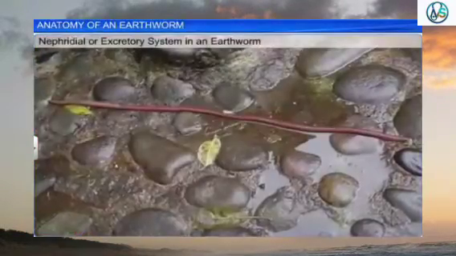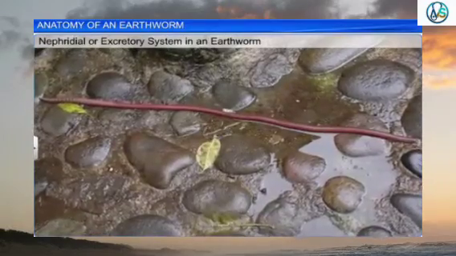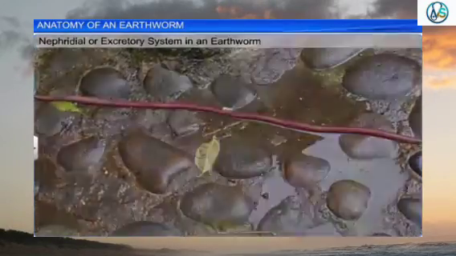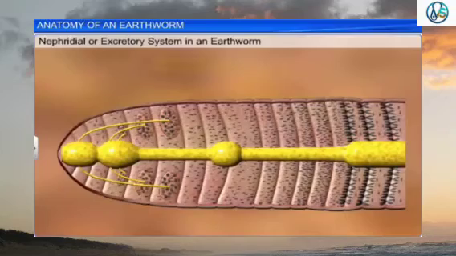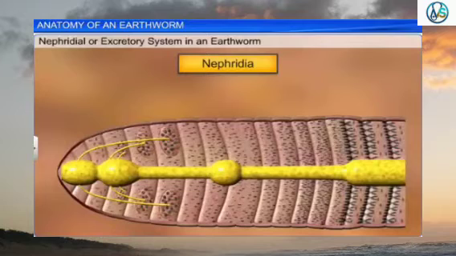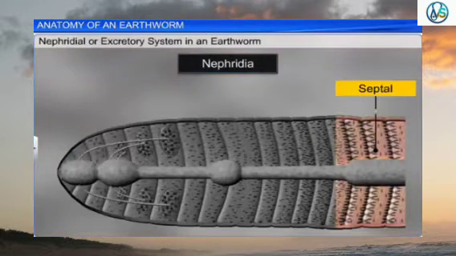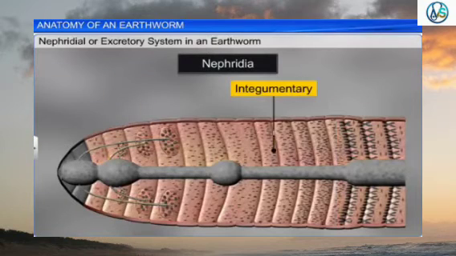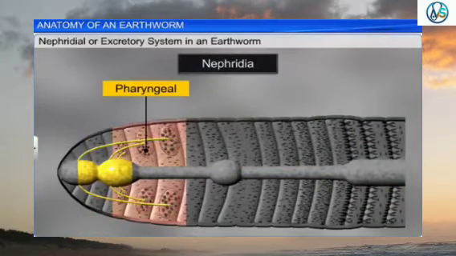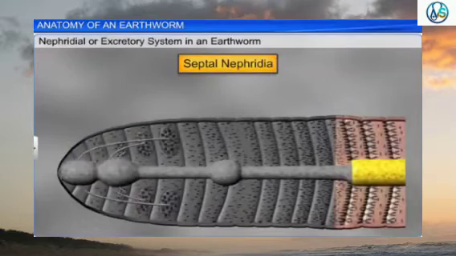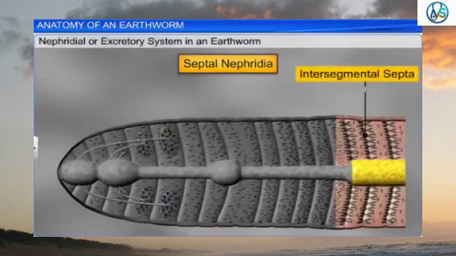The nephridial or excretory system is also part of the anatomy of an earthworm. Earthworms have several nephridia that function as excretory organs. There are 3 types of nephridia, namely septal, integumentary, and pharyngeal. The septal nephridia are present on either side of the intersegmental septa between the 15th segment and the last segment, and open into the intestine.